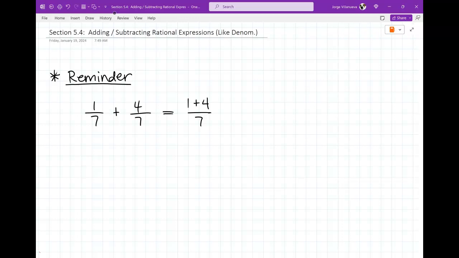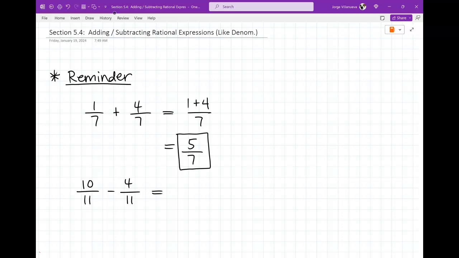So 1 plus 4, which comes out to 5/7. And then at that point, check to see if you can simplify anything by reducing or anything like that, which we can't. So we're done. So there's one easy example. Another simple example will be something like this. If I do 10/11 minus 4/11.